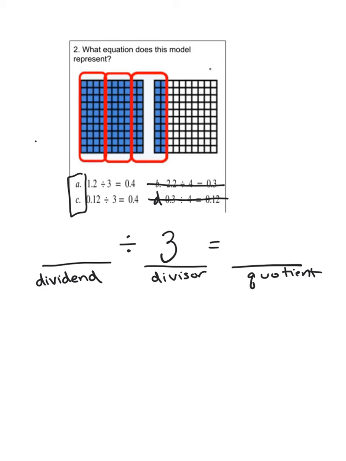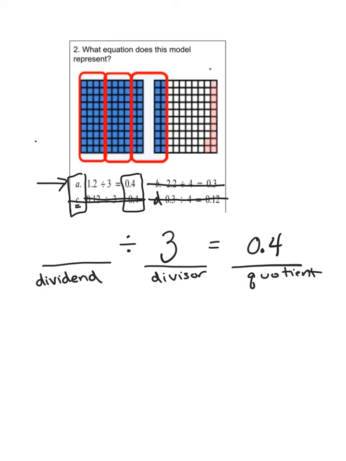So choice A says 1 2/10 divided by 3 equals 4/10. And choice C says 1200ths divided by 3 equals 4/10. So both of them have the same quotient, so I can go ahead and plug that in. And when I look at choice C, this says 1200ths, and I can clearly see that I have more than 1200ths shaded in on my model. 1200ths would look like this. That would be 1/10 plus 200ths. So I know it can't be choice C.